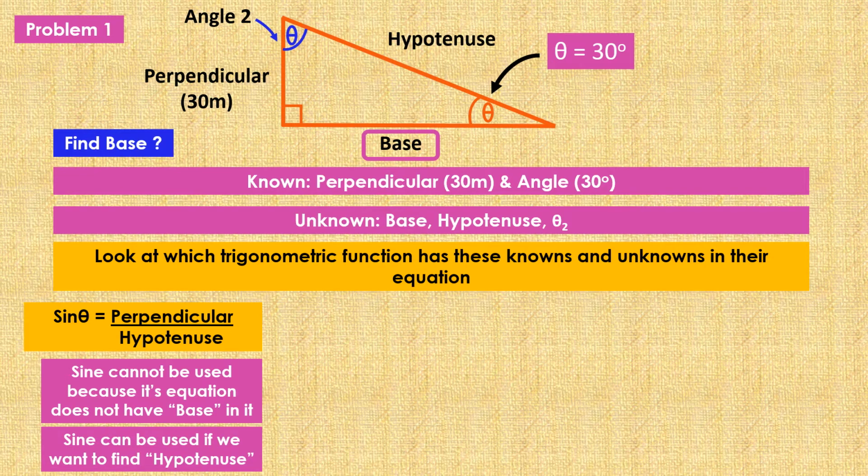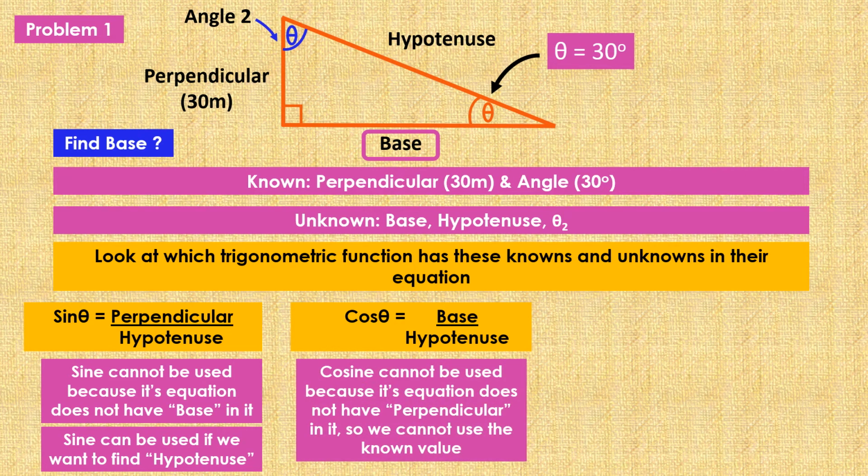Let's look at the cosine function now. Cosine function is base over hypotenuse. It does not have perpendicular, which is a known value. So we cannot use the cosine function also because we wanted a function that has perpendicular and base in it so that we can calculate base.